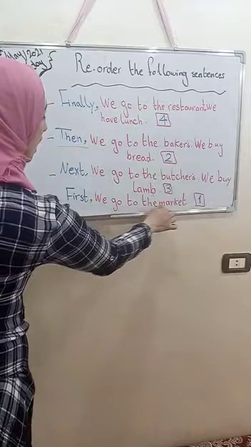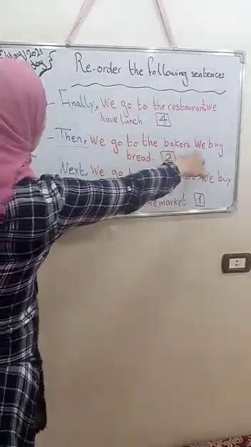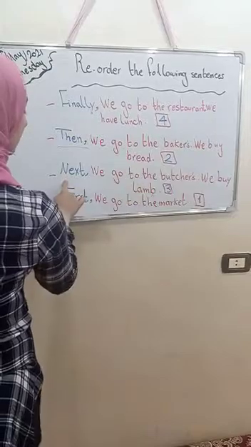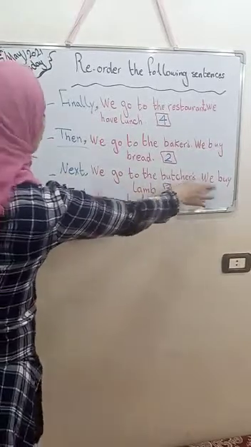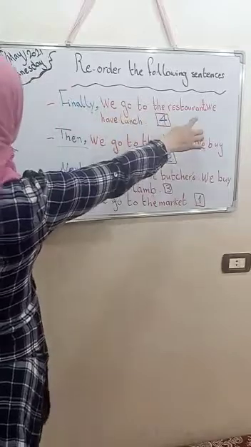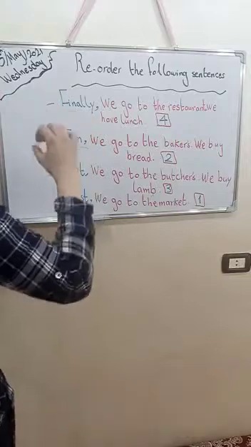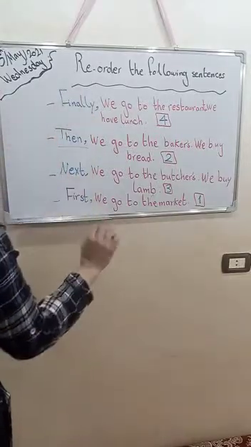Now, let's read the sentences correctly. First, we go to the market. Then, we go to the baker's. We buy bread. Next, we go to the butcher's. We buy lamb. Finally, we go to the restaurant. We have lunch.